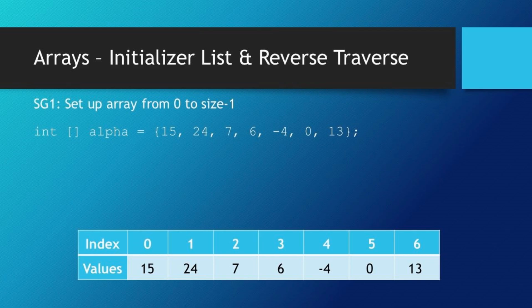Here is what the array alpha would look like. Position 0 would have the value 15, position 1 would have the value 24, and so on until the final position 6, size - 1, would have the value 13.